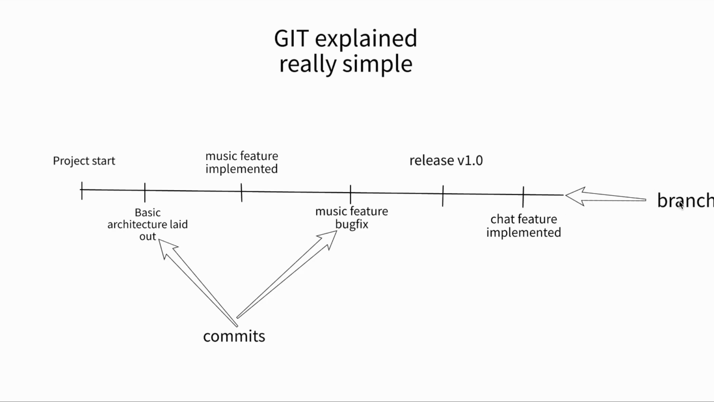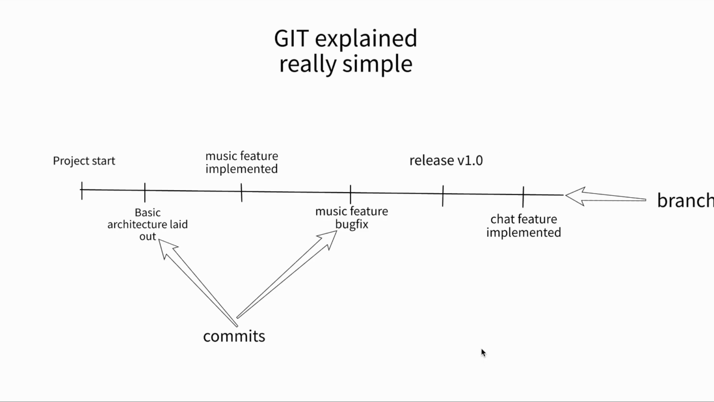So a branch is basically your whole game, and a commit is your autosave during that game. With video games, we need to start somewhere, and the same goes for Git in our projects. Our very first commit, or save, would probably be a project start. After that, in our hypothetical example, we could have a basic architecture laid out for our project. Then, for example, if we're developing a music player, we could have a music feature implemented, and after that a music feature bug fix. After that, we would probably have a release and then a chat feature implemented.